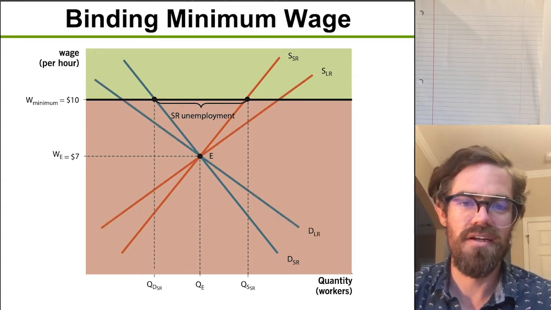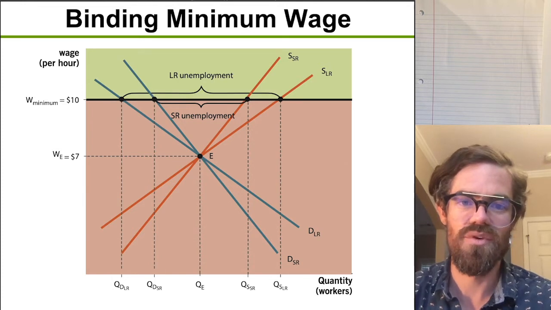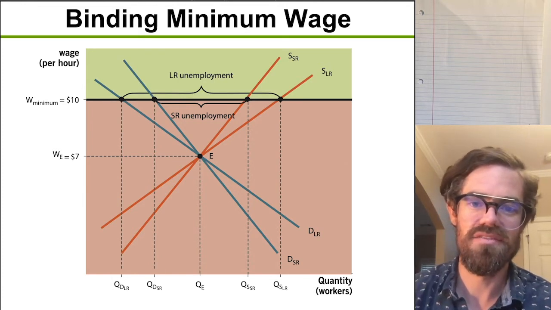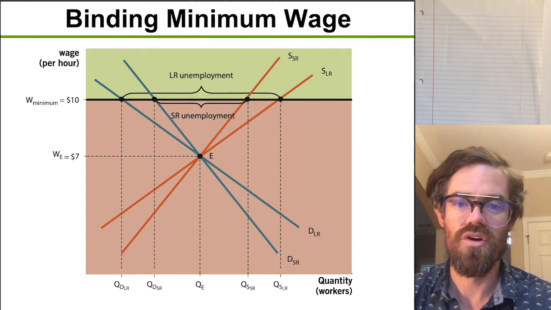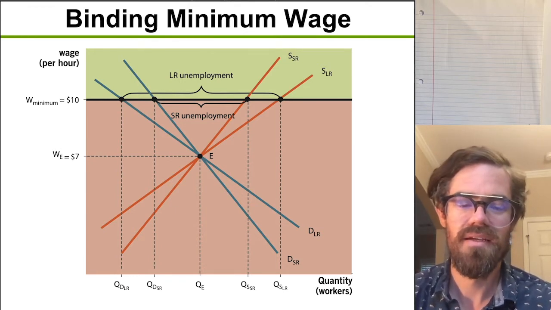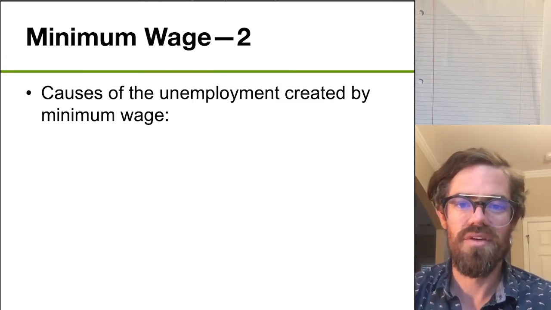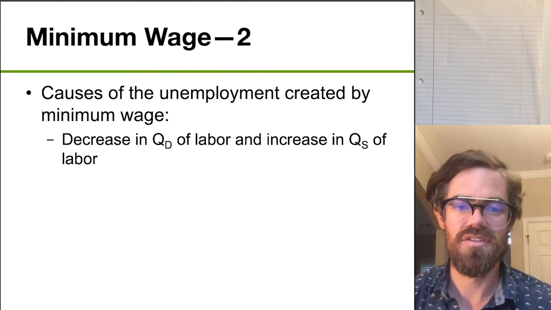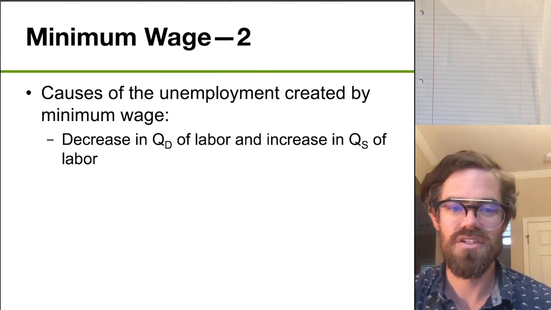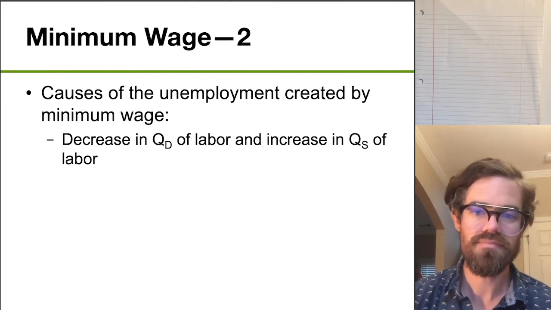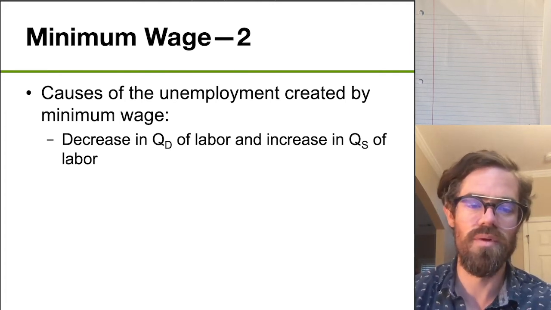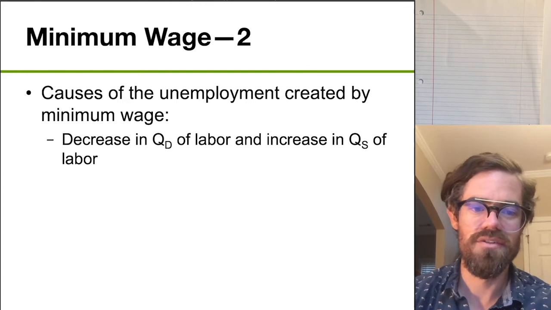Now, in the long run, that gets even worse, right? Because of the more elastic supply and demand, getting flatter. All right, so what are the causes of the unemployment created by minimum wage? Well, the surplus of labor we saw from the decrease in quantity demanded and the increase in quantity supplied. That's creating unemployment. But there are some other things too.